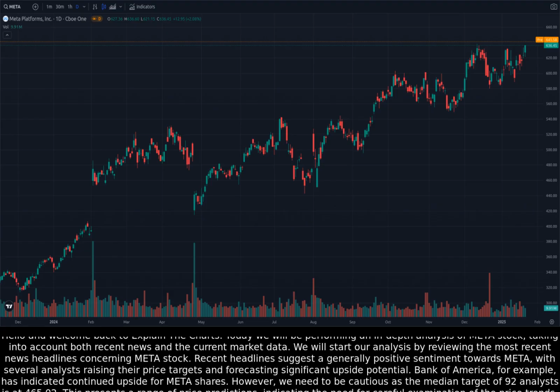Recent headlines suggest a generally positive sentiment towards Meta, with several analysts raising their price targets and forecasting significant upside potential. Bank of America, for example, has indicated continued upside for Meta shares. However, we need to be cautious as the median target of 92 analysts is at 465.02. This presents a range of price predictions, indicating the need for careful examination of the price trends.